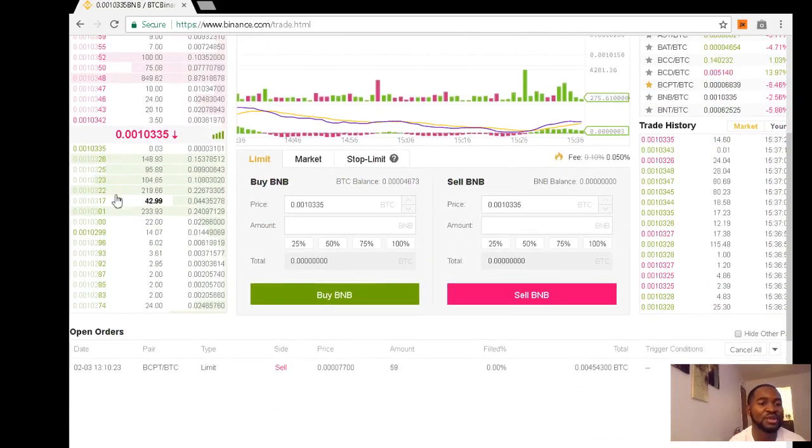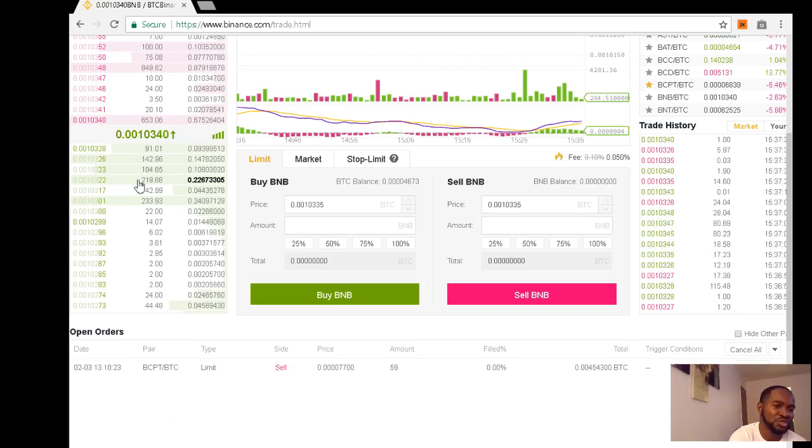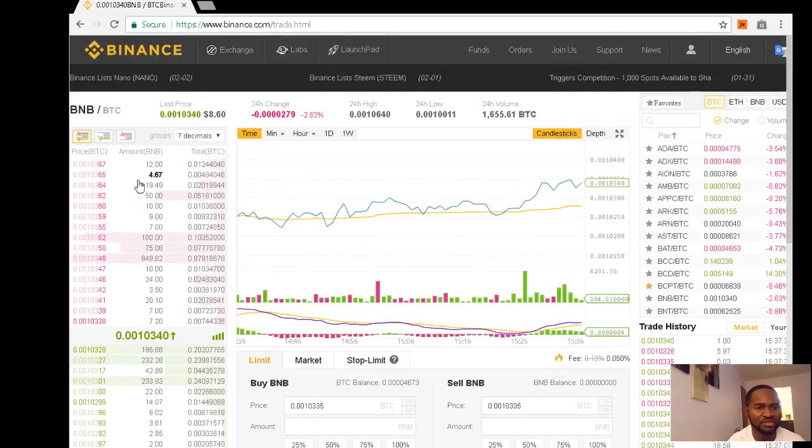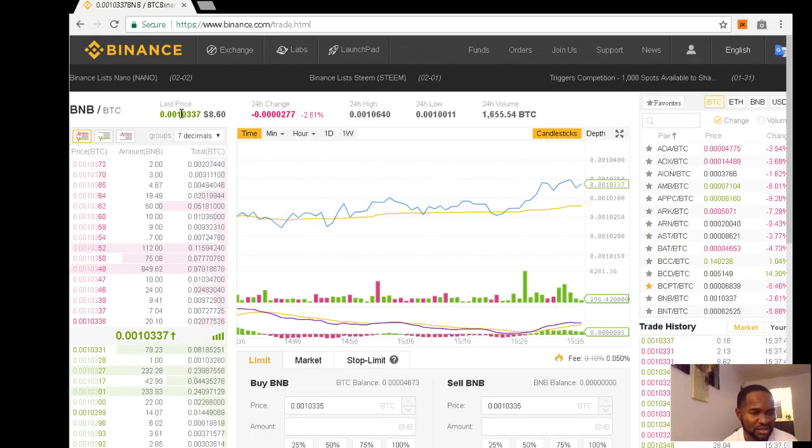Okay, now these are the people willing to buy, right? In case you want to sell, this is the quantity they want to buy, this is the unit price they want to buy it at, and this is the total they are willing to pay for the total quantity of currency. Okay, so now this is the last price. This is the price it is at currently, in BTC, and this is the value in dollars.